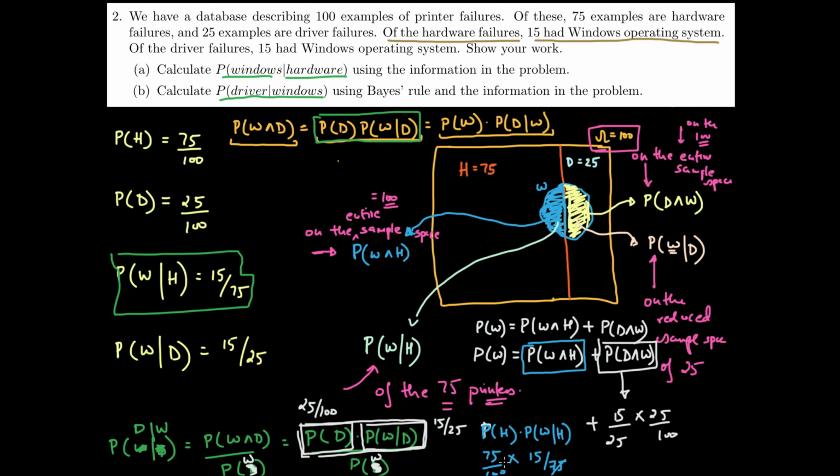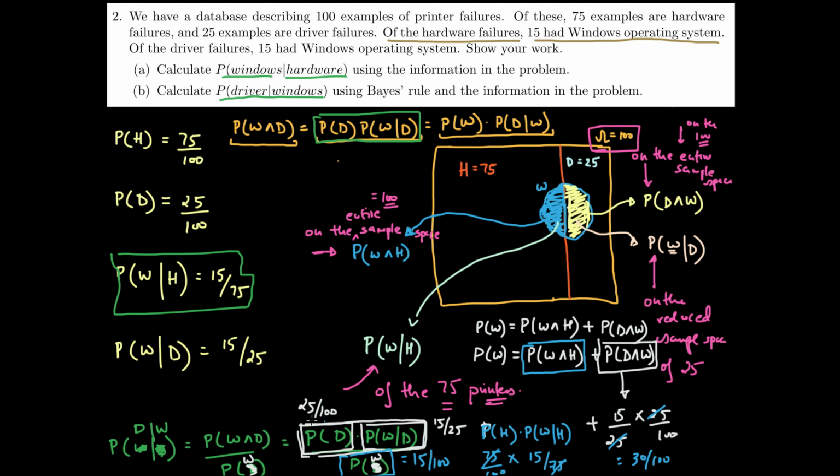Okay, so this 75 and 75 get cancelled off, and over here I can cancel out this 25 and this 25, and then what I have is 15 over 100 plus 15 over 100. That gives you 30 over 100. So this denominator is now equal to 30 over 100.